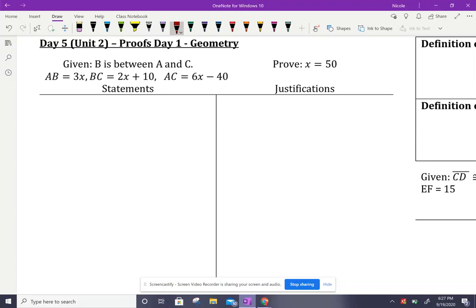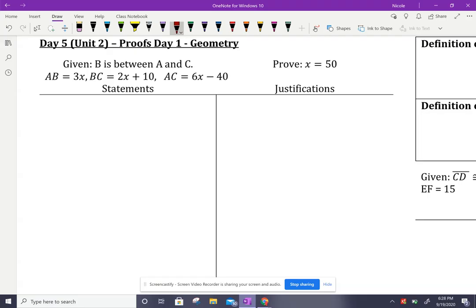Hi, everybody. At the beginning of the school year, we talked about algebraic proofs, and we were introduced to things like addition property, subtraction property, symmetric property. Well, now that we are in Unit 2, we are going to build on that and go into more geometric proofs. So we're going to introduce a few new concepts today, and I'm going to show you a couple of proofs, and then you'll go through and practice these in your homework.